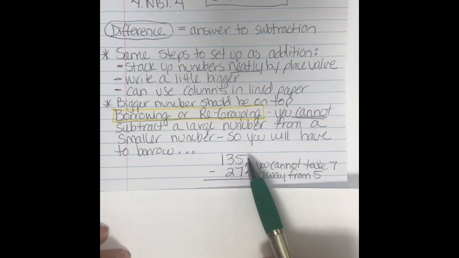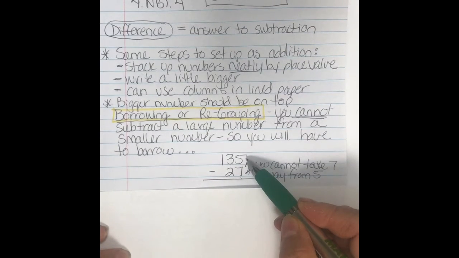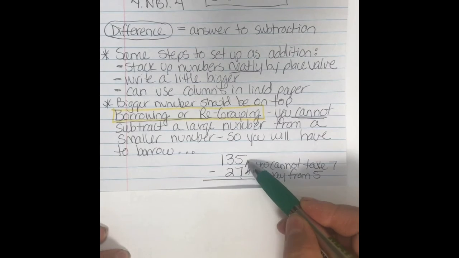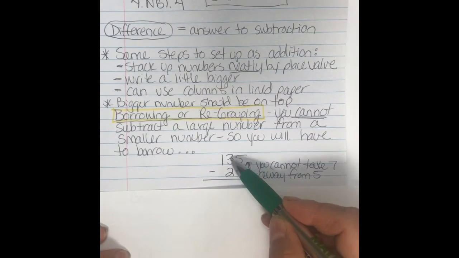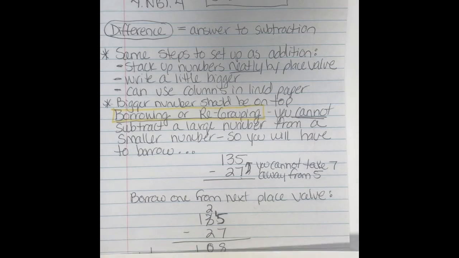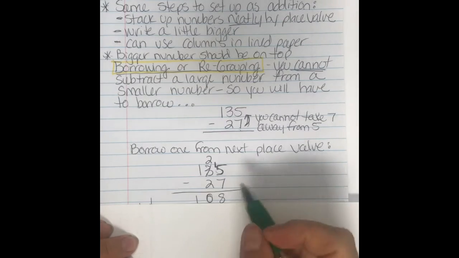You can't just flip around and say, oh, well, whatever. How about 7 minus 5? You can't do that. You have to keep it in this order. And if you aren't able to take a bigger number away, you have to go next door to borrow.